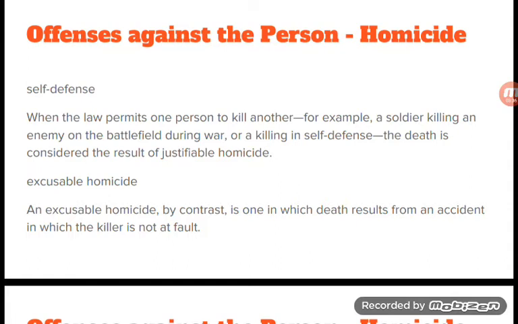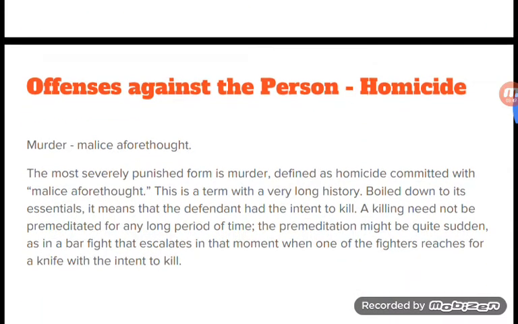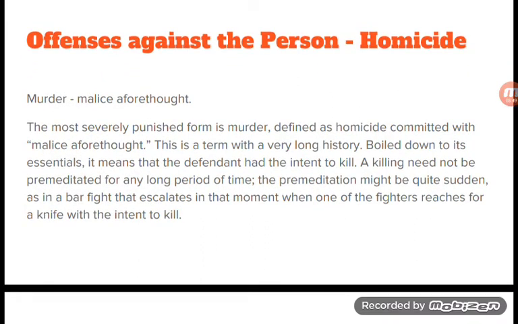Offenses against the person. Homicide. There are, of course, excuses, self-defense being one of those. Homicide is going to be divided up into levels of how bad was the homicide, how awful to society was the homicide, and then the greater punishment that the homicide deserves. The most severely punished form is going to be what is typically called murder, which is malice aforethought, which is talking about intent.